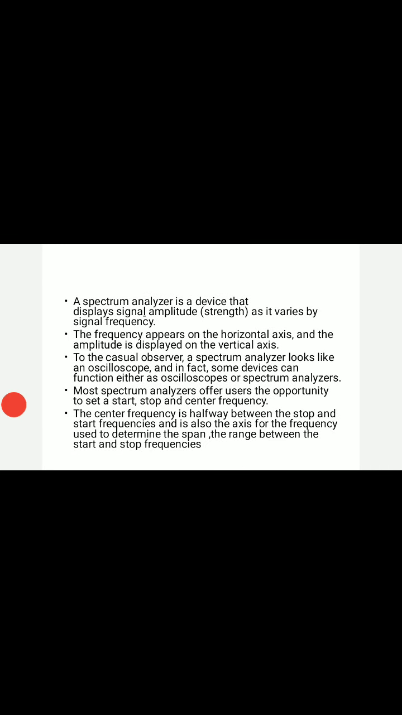So here the frequency of different components in the signal appears on the horizontal axis, and the amplitude corresponding to each specific frequency is displayed on the vertical axis. To a casual observer, to a normal observer, it looks like an oscilloscope. In fact, you should understand that a spectrum analyzer can also be used as an oscilloscope sometimes.